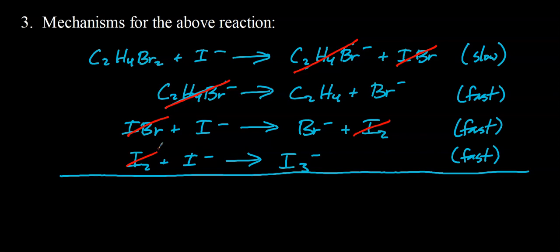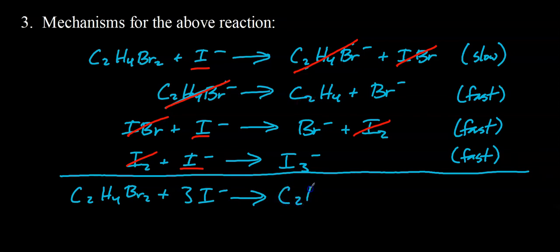So anything that's not canceled, bring it down. Let's say we have C2H4Br2 plus 1, 2, 3. All those I minuses are on the left side, so we're going to combine them. 3 I minus to make C2H4 plus 2 Br minus plus I3 minus. Now, what do you notice? Yeah, it's the exact same as what we have at the top of the page there.